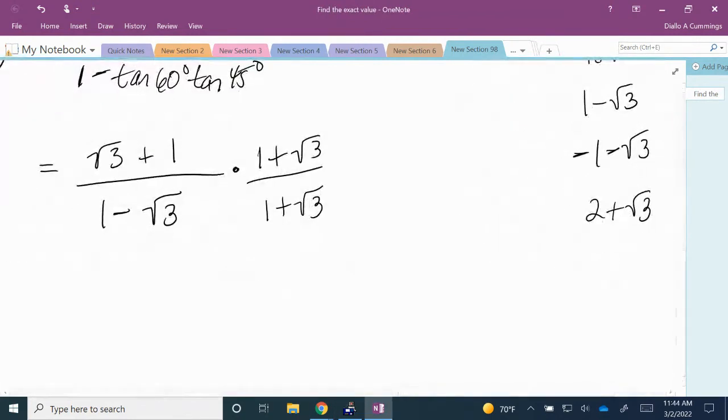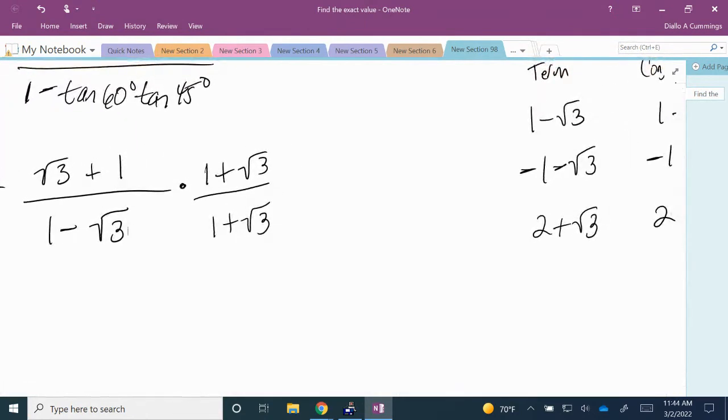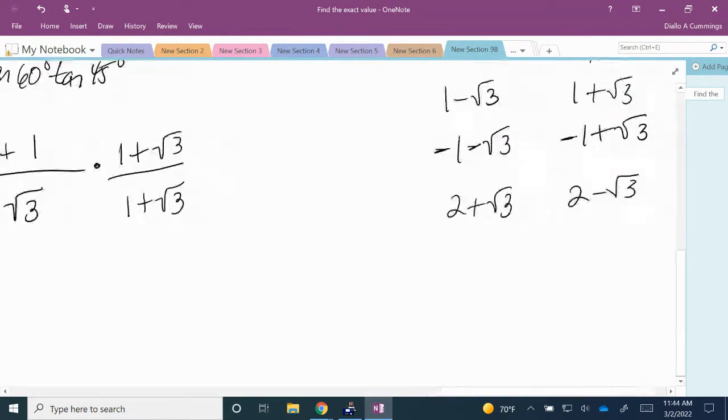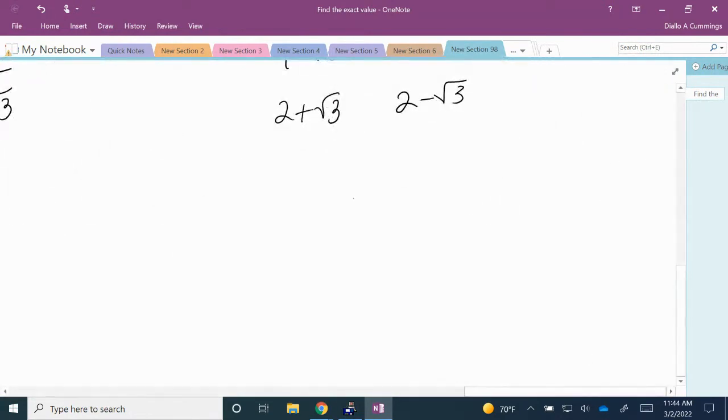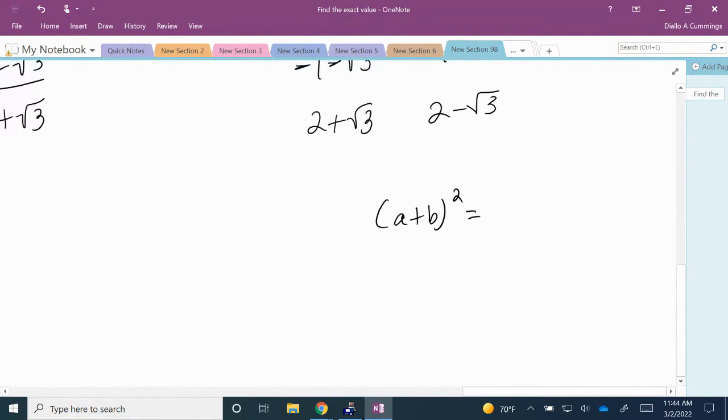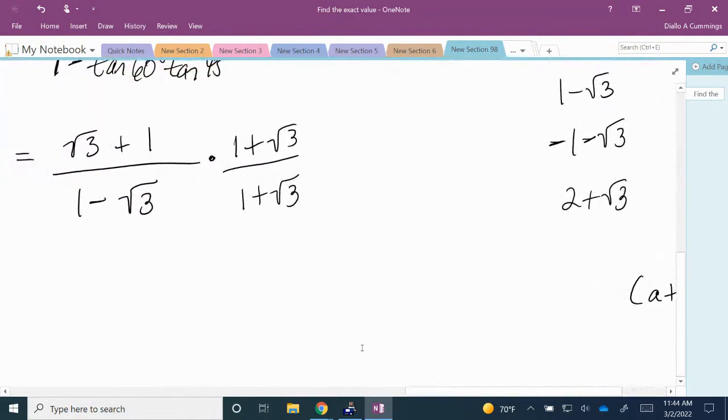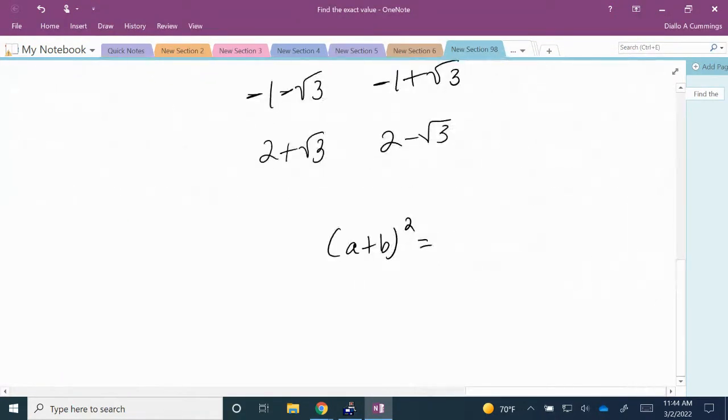Right. So now there are a couple of formulas from algebra, and it should make the math on this a little bit easier. I'm going to go through some of these formulas. So we have a plus b quantity squared, right? And if you look close at the numerator, the square root of 3 plus 1, if we were to reverse the terms, is exactly the same as 1 plus the square root of 3. So in the numerator, we could use this formula: a plus b quantity squared equals a squared plus 2ab plus b squared.